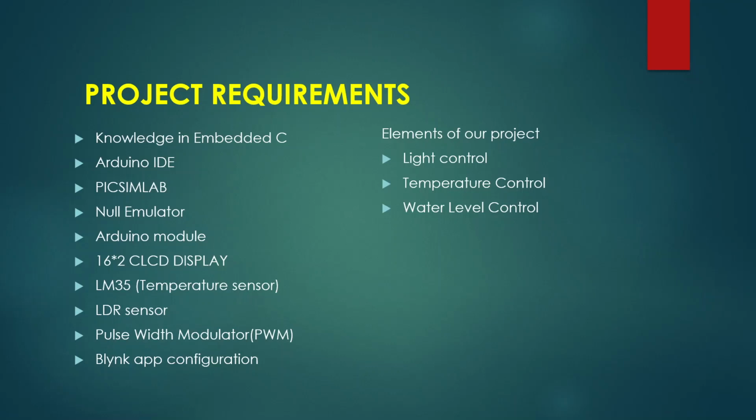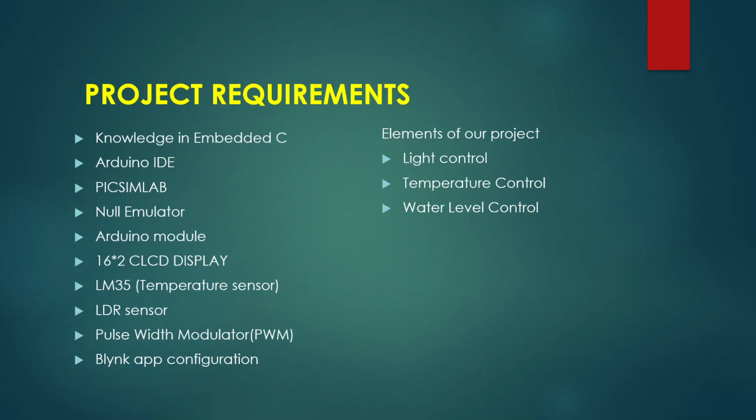16x2 LCD display, which is used to display the temperature and the water level on the display. LM35 temperature sensor and LDR sensor, which is used to automate the garden lights, and we also require pulse width modulator. And finally, we need to configure the Blynk app to control the devices by using our smartphone.